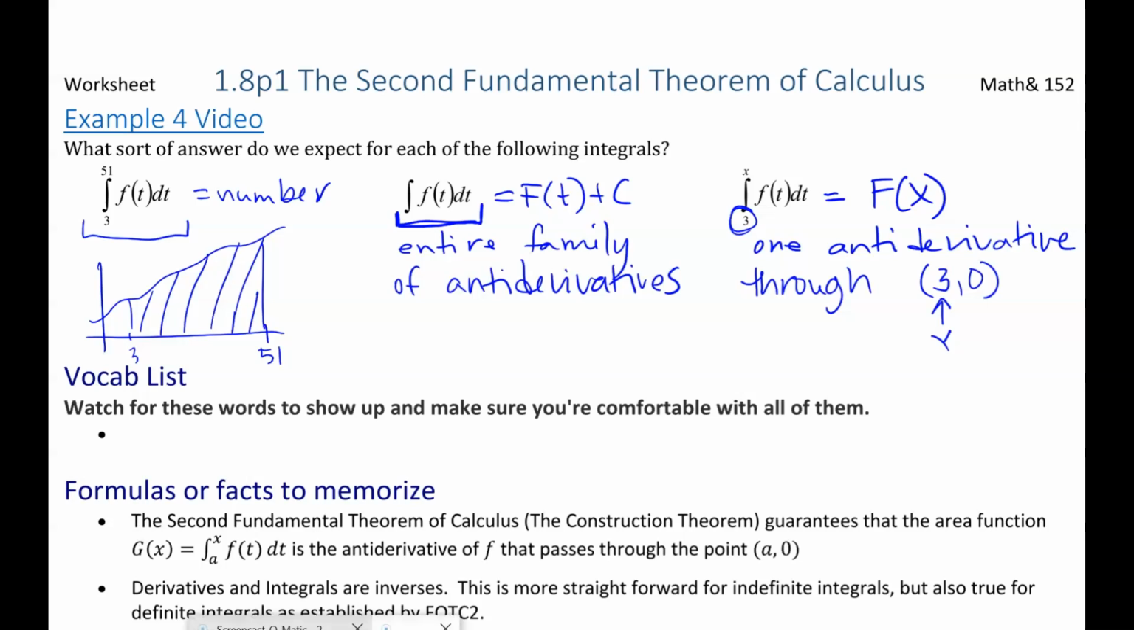So hopefully that helps clarify. Try and keep that straight in your head so you're realizing what kind of answer you're going for in each of these questions.